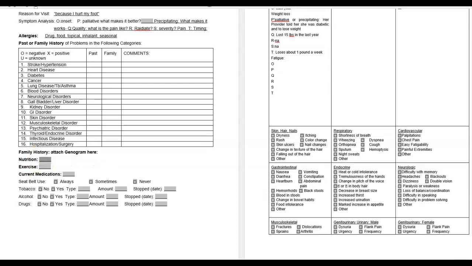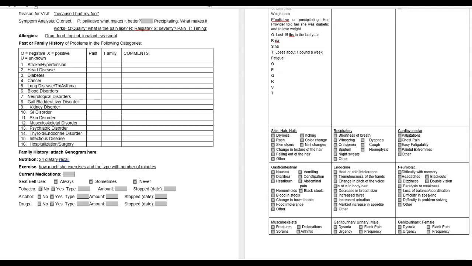So nutrition, you want to do a 24-hour dietary recall. Like, what did you eat in the last 24 hours? Exercise, how much she exercises a week, and what is the quality of that? Is it aerobic? Is it non-aerobic? Is it weightlifting? With the number of minutes.